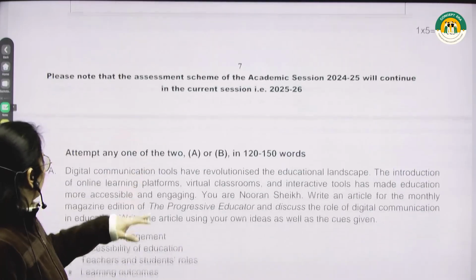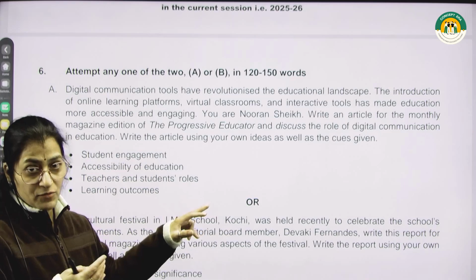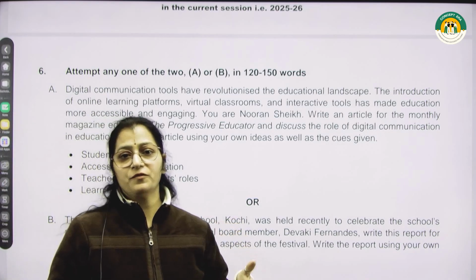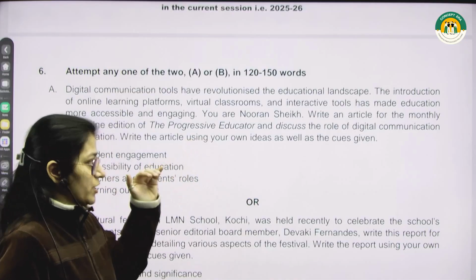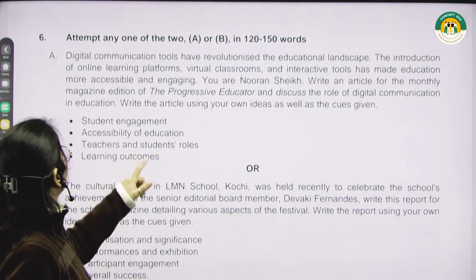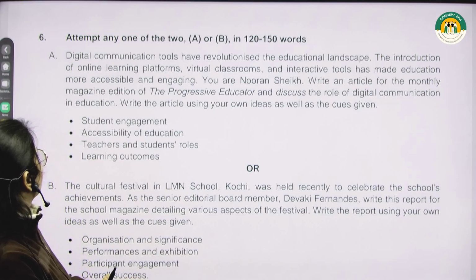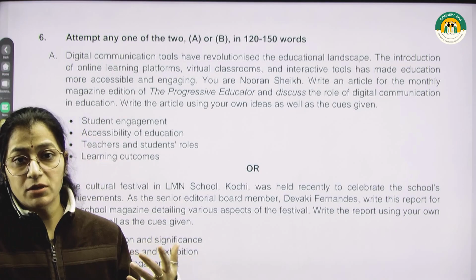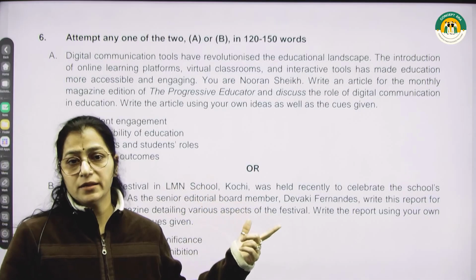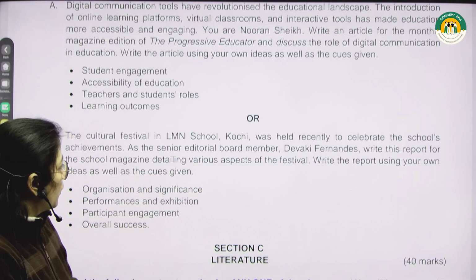Now moving to the next part, that is question number 6. Again, I'm telling you that you people are lucky enough. CBSE is giving you internal choice in every question. So just check this one as well. Attempt question A or B. What this question is asking you to write is article writing. Question number 6, part A is the article writing, and part B, if you see here, is report writing.